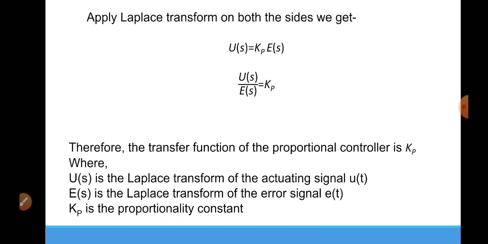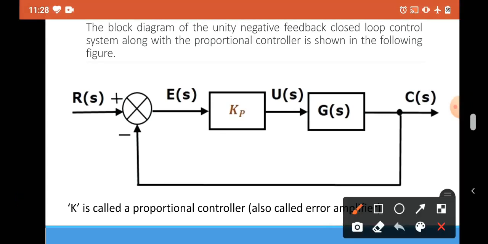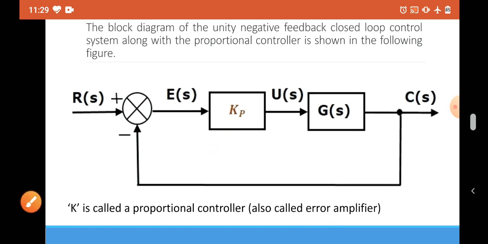K is called the proportional controller here, or it is also called an error amplifier. Why error amplifier? Because the small errors which are left undetected by the plant are amplified by using this controller. So this is about the proportional controller.